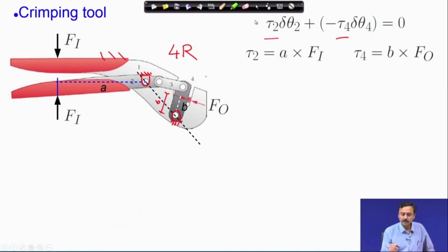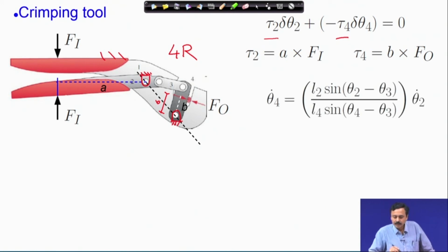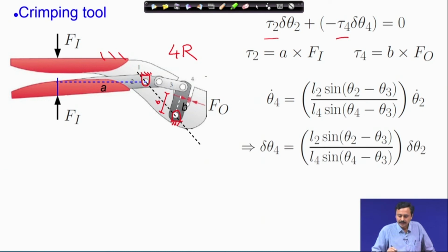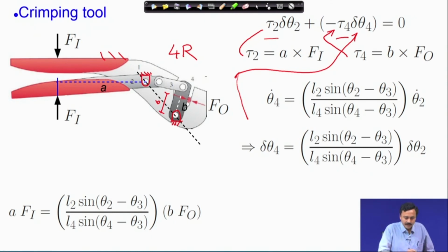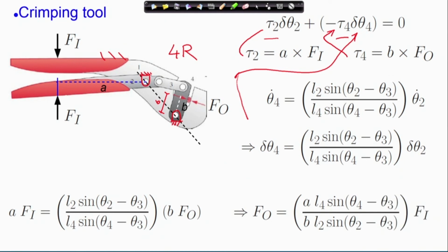So, this is what I have written out. Torque at the input is A times Fi and torque at the output is B times Fo. Now, I have this input output velocity relation through the Jacobian. So, therefore, delta theta 4 is Jacobian times delta theta 2. Now, I replace the expression of delta theta 4 here, and I obtain A times Fi is equal to Jacobian times B times Fo, as I have written out here. So, therefore, Fo must be equal to this expression times Fi.